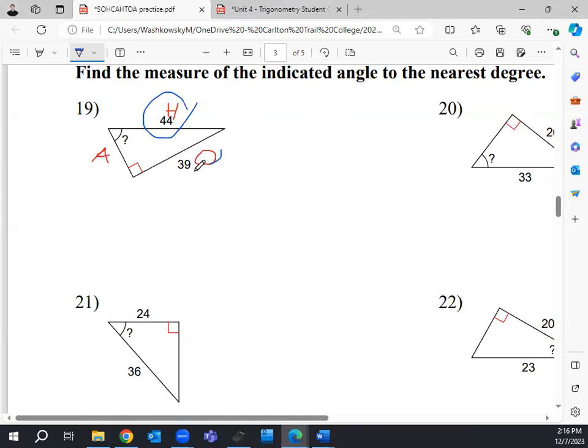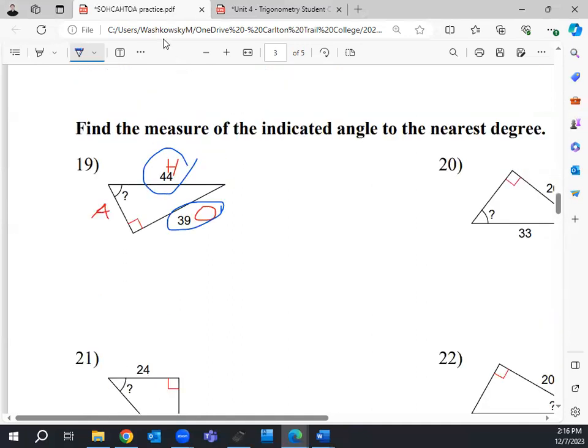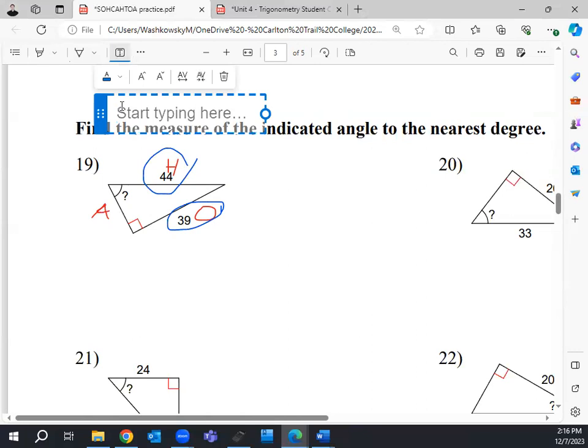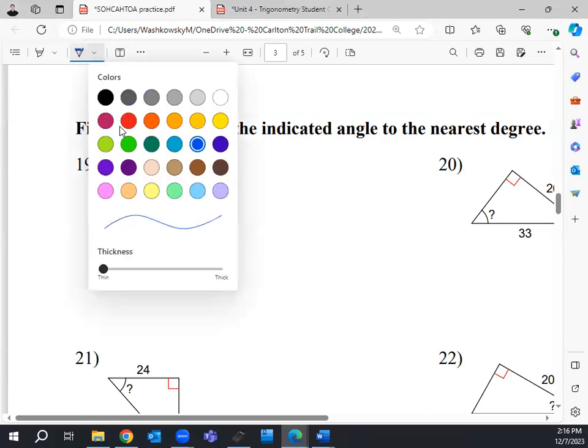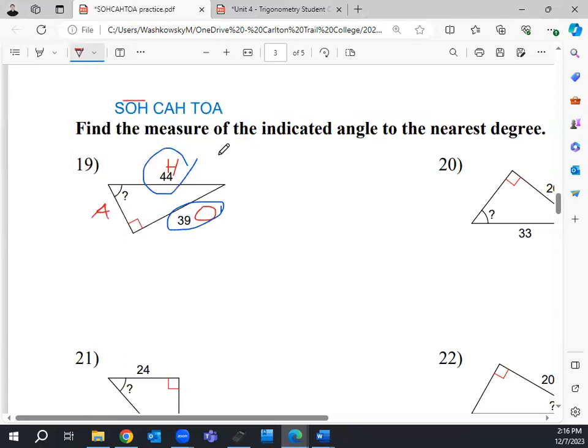I'm going to figure out which ratio I have. So if I have an O and an H here, which ratio do I use? Sine. I know I'm going to use sine here because it has the O and the H. So that's the only real difference here: you just need to identify which one of those 3 ratios.